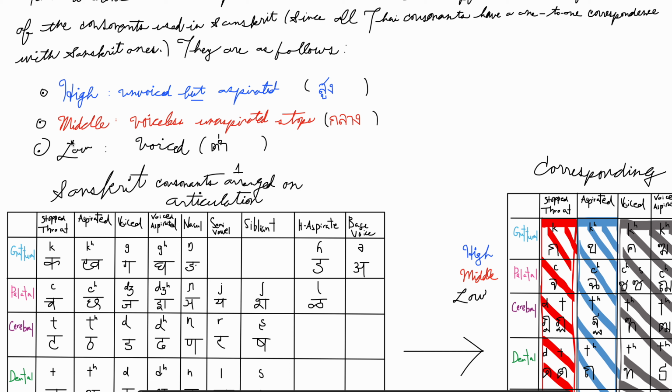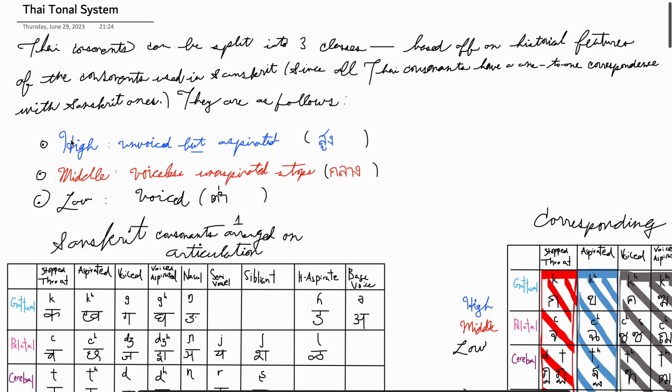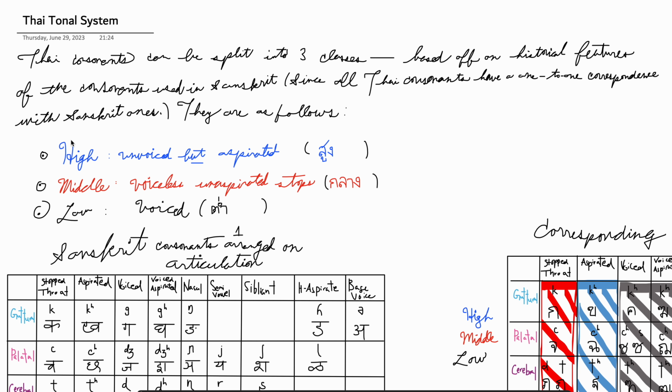For now, we have reached a stage of Thai where everything is recorded and standardized, where we know how to sort these vowels or consonants based on high, middle, and low. And these are based on historical features. Let me read off of this. Thai consonants can be split into 3 classes based on historical features of the consonants used in Sanskrit. Since all Thai consonants have a one-to-one correspondence with Sanskrit ones, they are as follows.